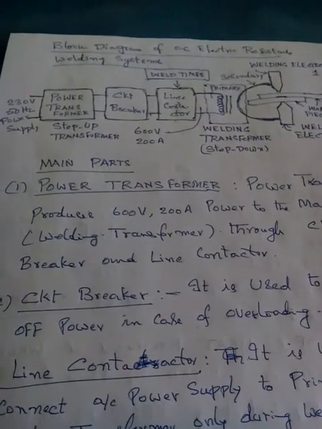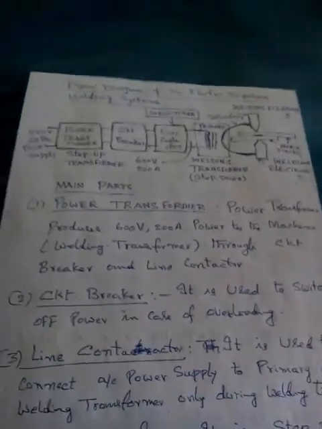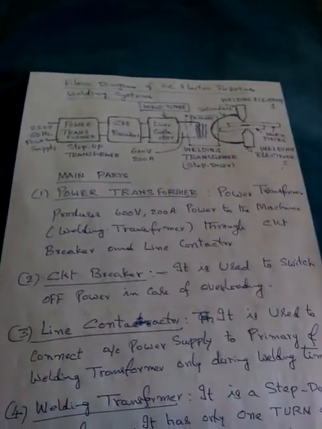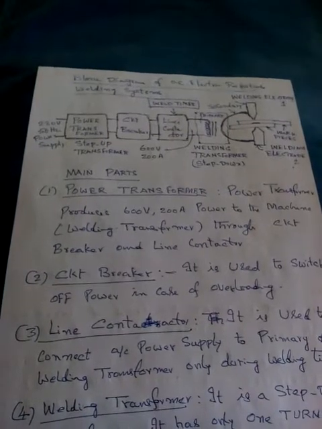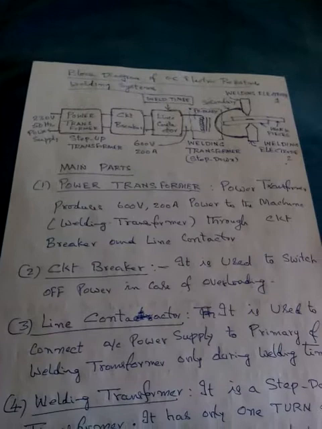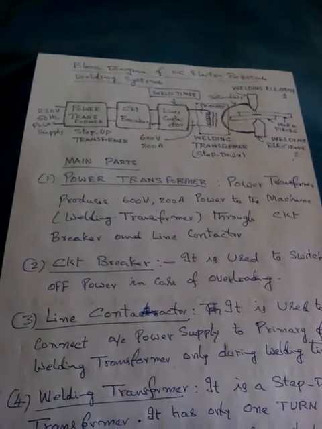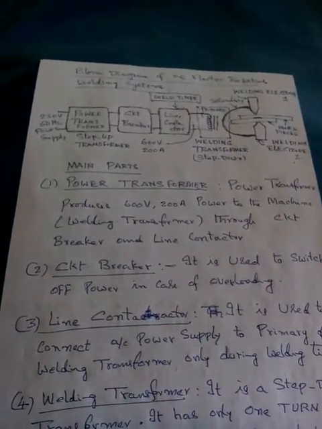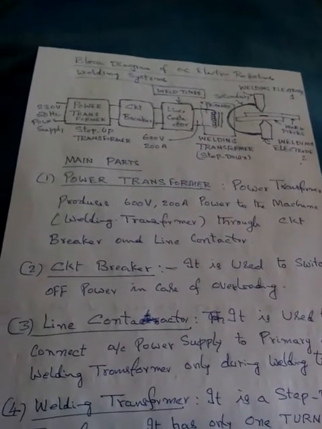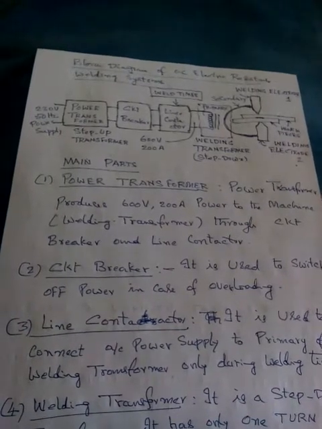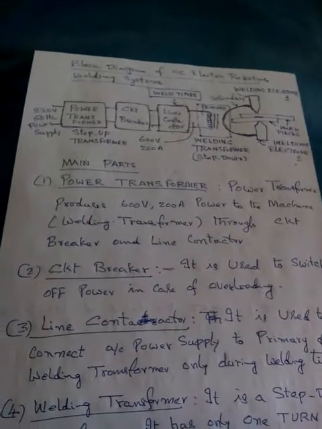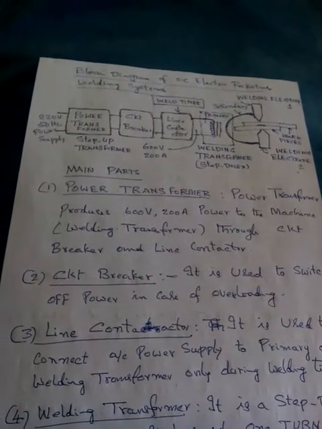Now we will discuss the main parts. Power transformer. Power transformer produces 600 volts, 200 ampere power to the machine, that is the welding transformer, through circuit breaker and line contactor.